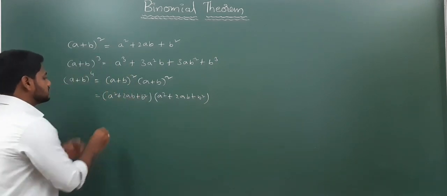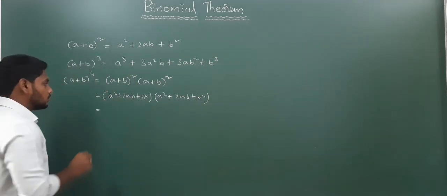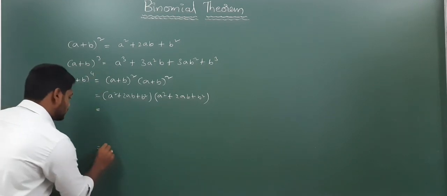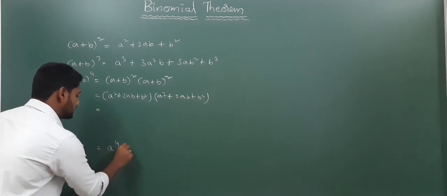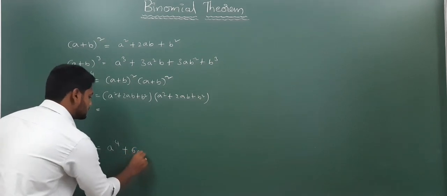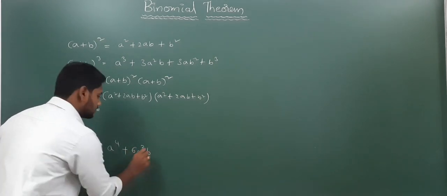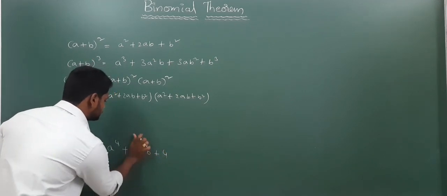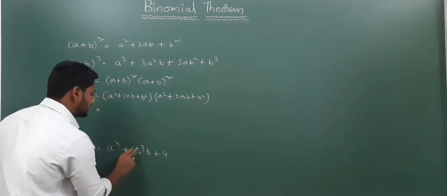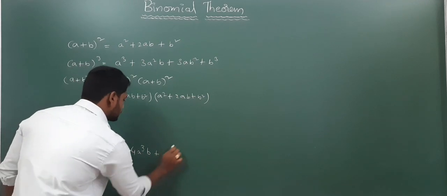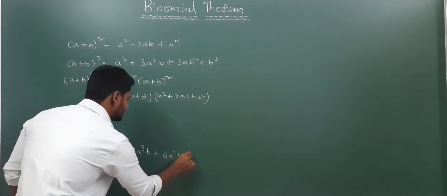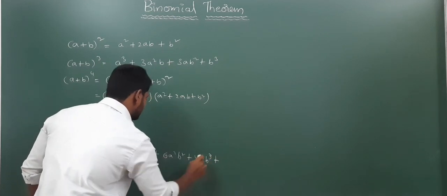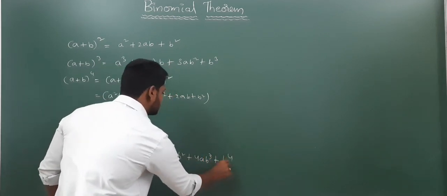If you multiply and simplify this, the formula of (a plus b) whole power 4 is a power 4 plus 4a cube b plus 6a square b square plus 4ab cube plus b power 4. This one you should get.